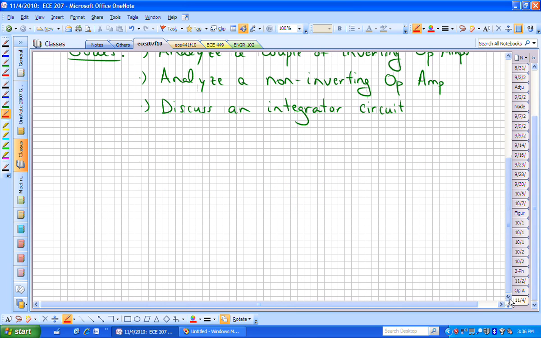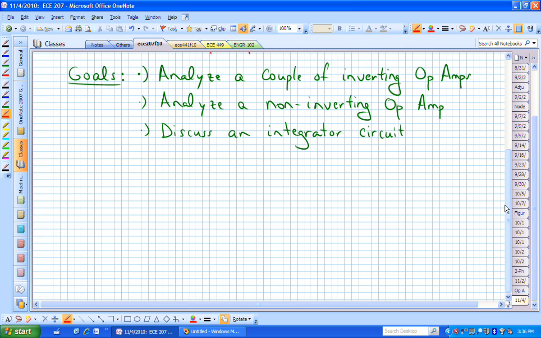But there are conditions where you want to preserve the sign of the signal that you're putting in, and that might require you use a non-inverting configuration. And then we will discuss an integrator circuit. We won't get there if I keep talking.